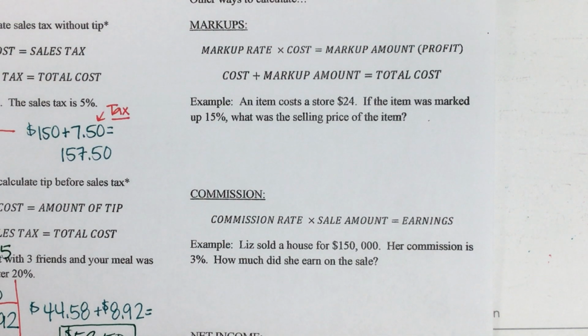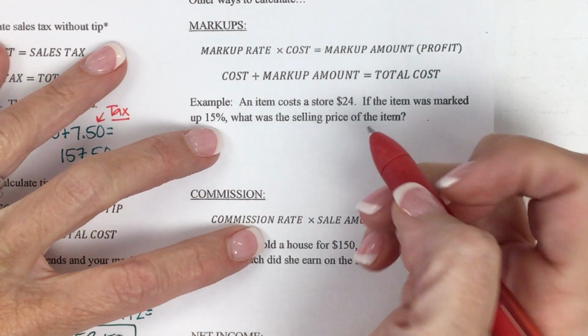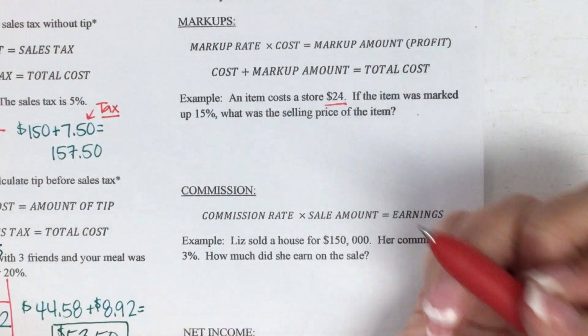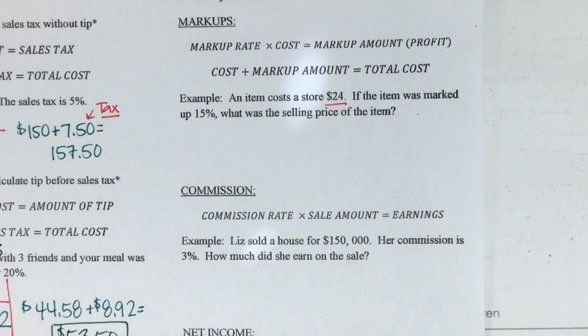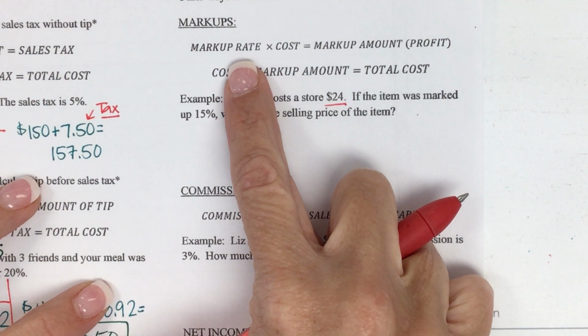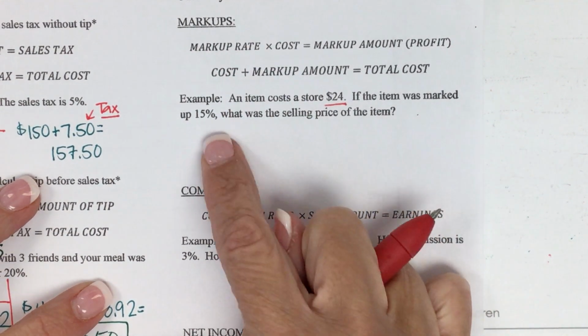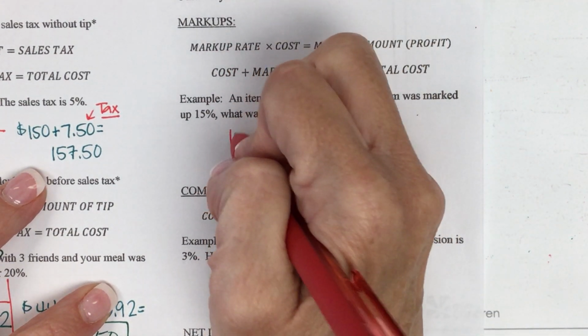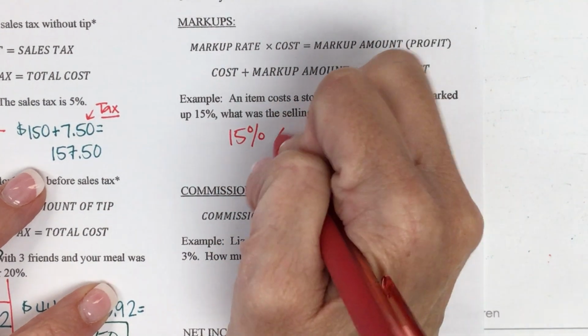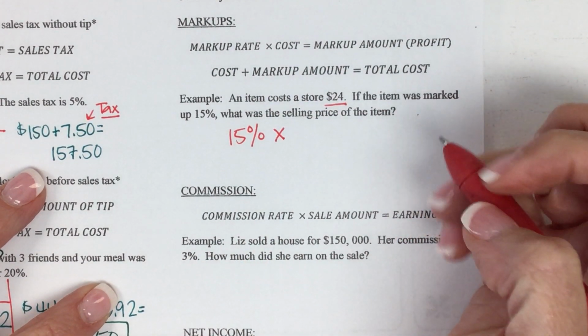An item costs a store $24, so that's important. If the item was marked up 15%, what was the selling price of the item? Okay, so what did it tell us to do? Markup rate times cost equals markup amount. So what do we want to do? It told us what to do. What's my markup rate? 15% times the cost. What was my original cost?